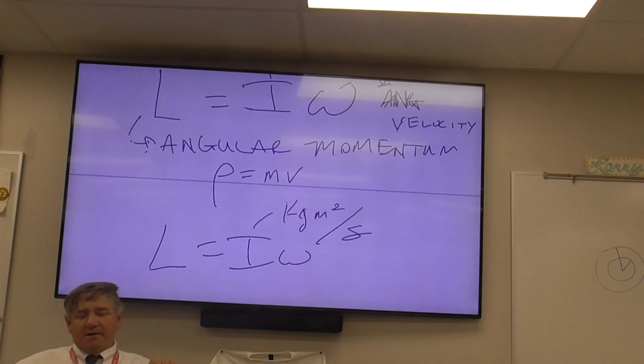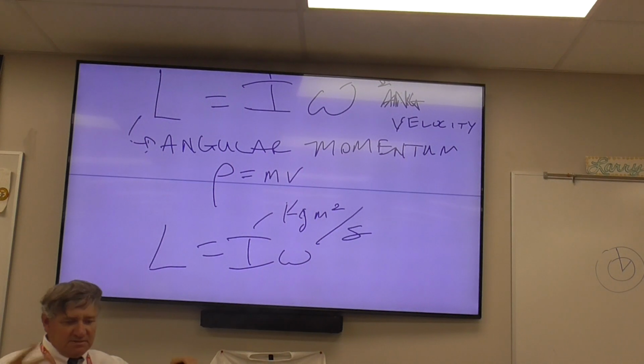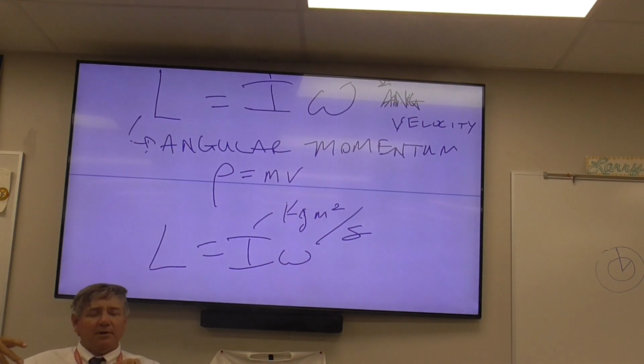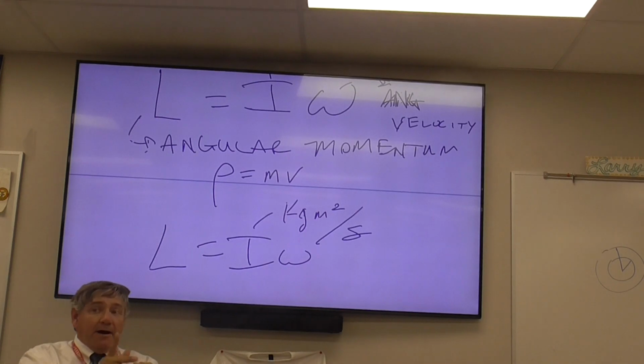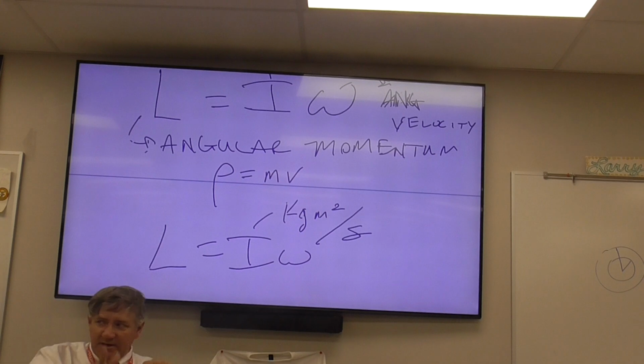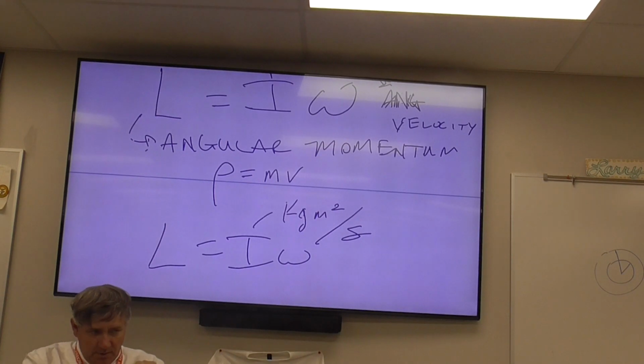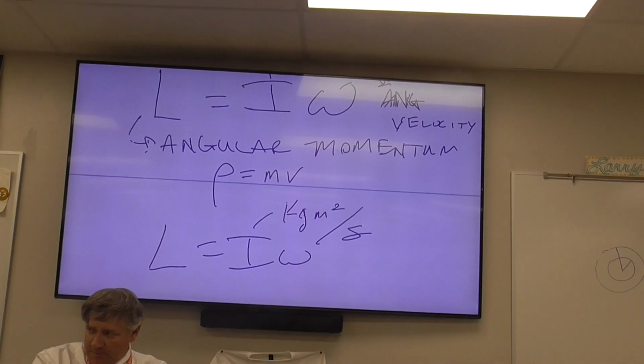Radians are there, but we don't talk about it because it's a dimensionless number, so it's kilograms meters squared per second. Kind of a jacked up deal, but that's just the hand that we're dealt. Now, angular momentum is a vector quantity, just like linear momentum is.